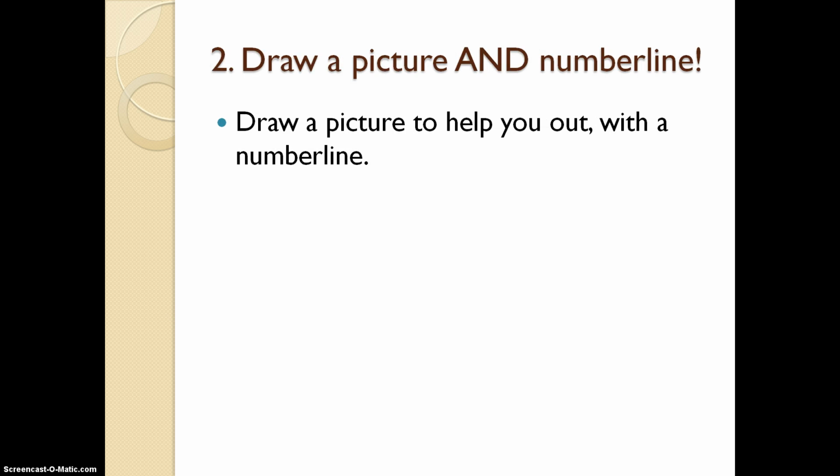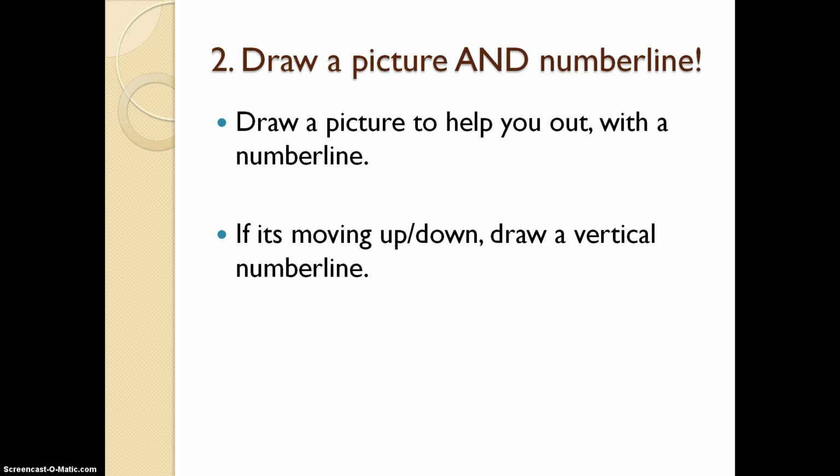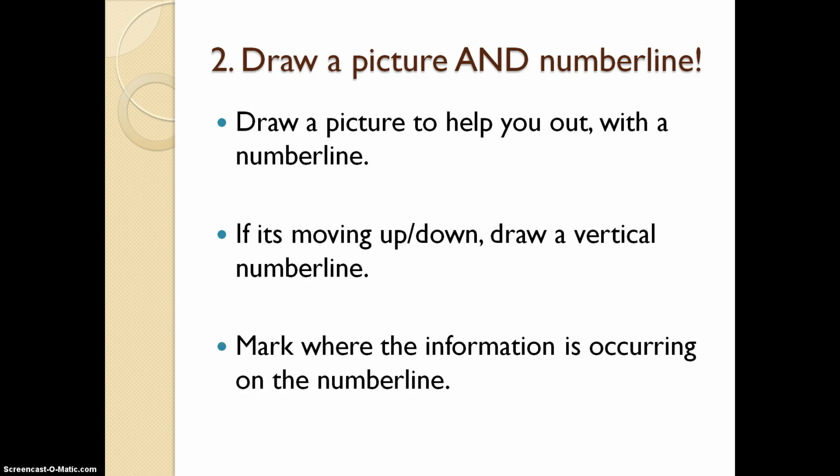Step 2, draw a picture and number line. Drawing a picture will help you out along with a number line. You must do this. If you don't do this, I'm going to be sarcastic at you, and I can be devastating in my sarcasm. If it's moving up or down, draw a vertical number line. Don't just draw one that's forward. Let the picture match what you're doing. And finally, what we're doing in a little bit is mark where the information is occurring on the number line. You'll see what I mean in a little bit. I'll call it back to this.